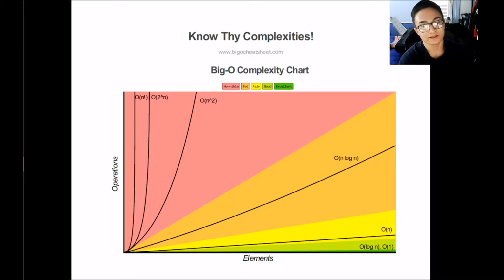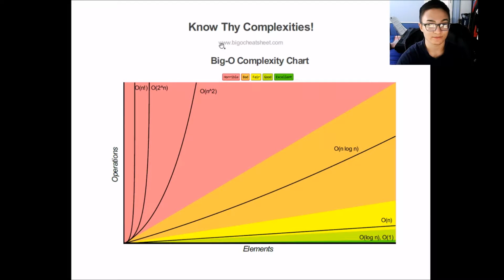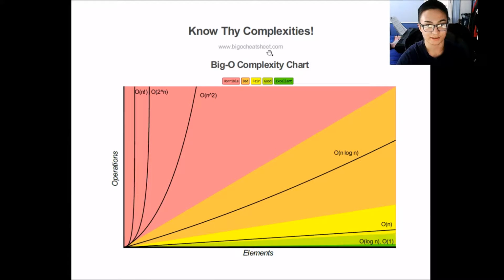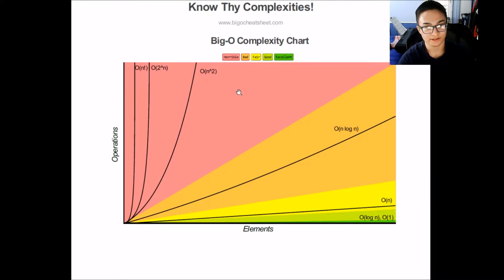So, here's the first thing. Technically it's like 6 pages, but I have 2 documents that I want to go over with you guys, and then we'll see what happens from there. So first off, this is the Know Thy Complexities sheet from BigOCheatSheet.com. I used this in the hash table video. This is just a graph showing different complexities stacked up against each other.